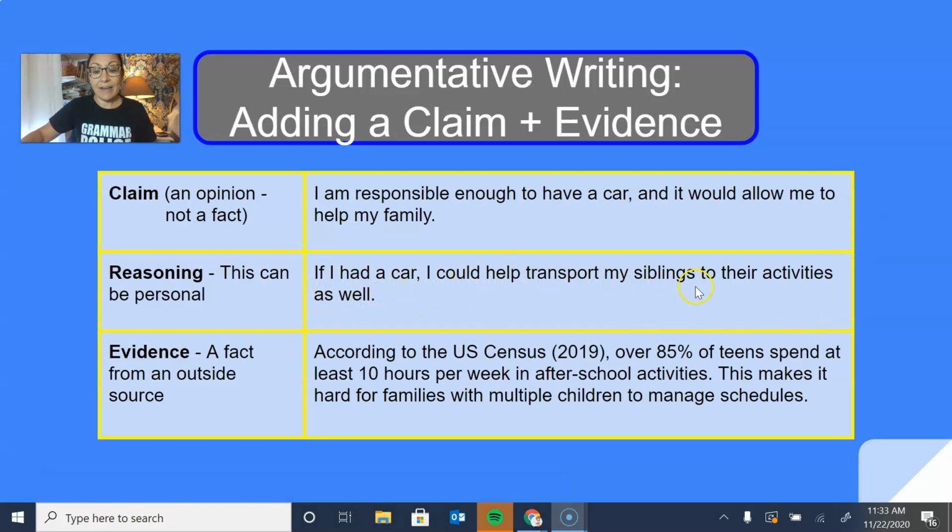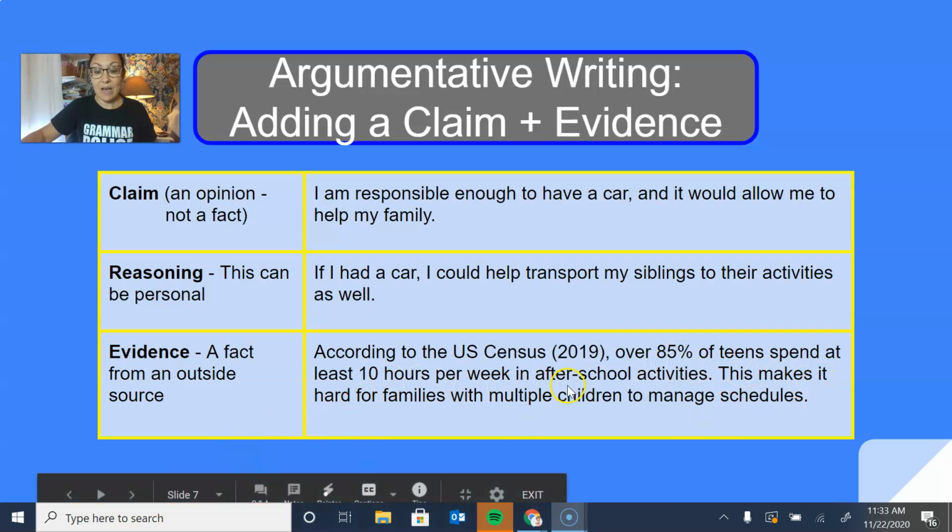If I had a car, I could help transport my siblings to their activities as well. Okay, great. So there's another personal reason that this would benefit you and your family. Now we're going to find some more evidence to support this reason. According to the US Census in 2019, over 85% of teens spend at least 10 hours per week in after school activities. This makes it hard for families with multiple children to manage schedules.